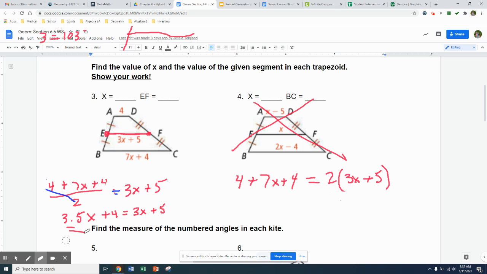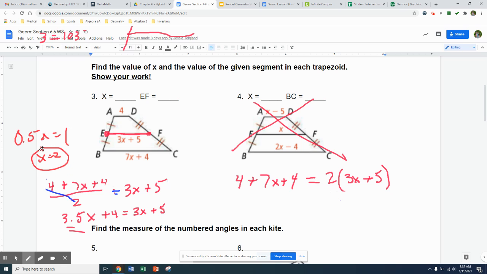All right, so continuing to solve this one, I'm not going to show every step, but I would subtract 4 over to make 1, and then I would subtract 3 over. So I'd end up getting 0.5x is equal to 1, which is going to make x equal to 2.